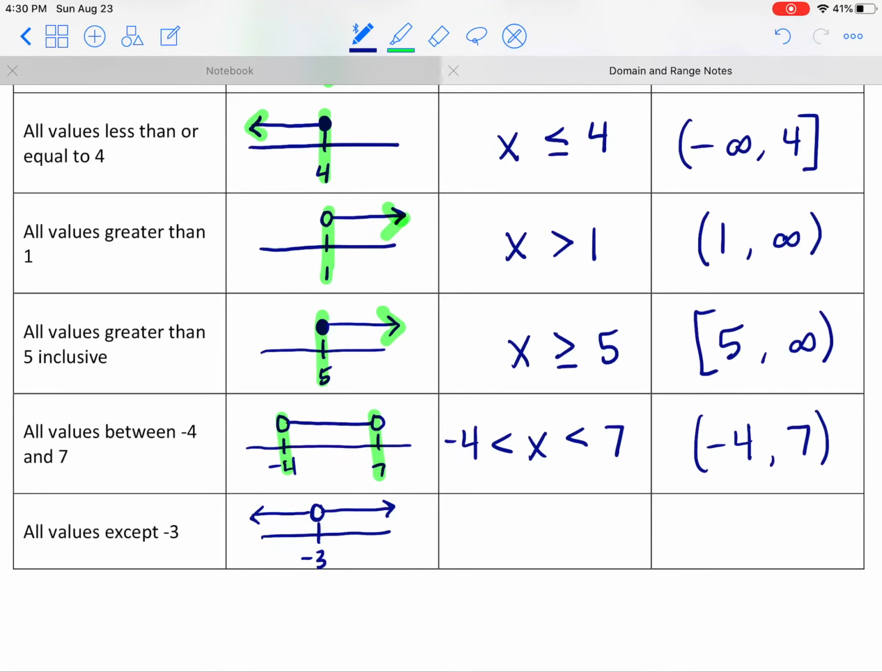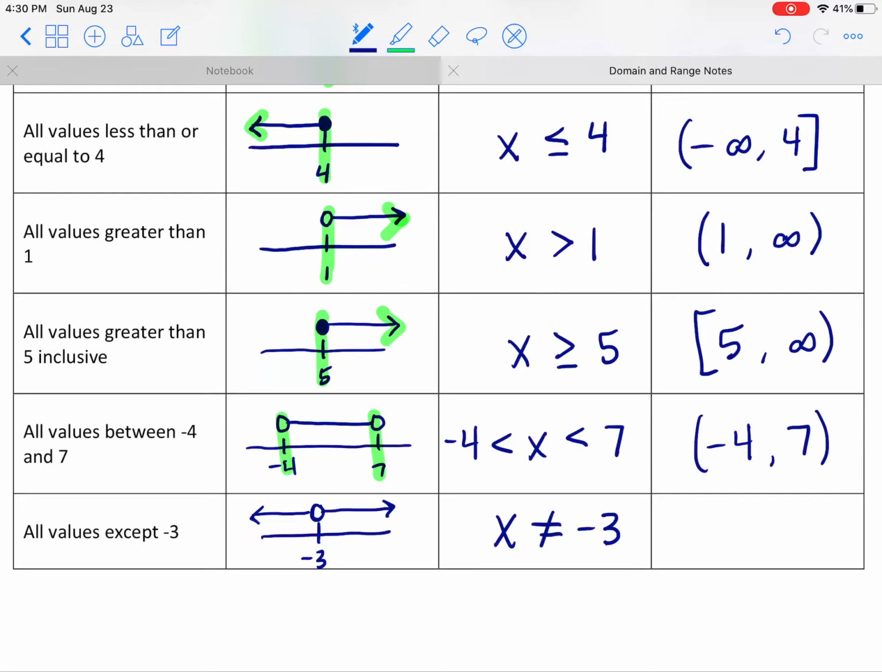Now, we can't say that with an inequality. I mean, technically we can, but we can say this a little more succinctly than using inequalities or compound inequalities. All x's except negative 3 can be said like this: x cannot equal negative 3, okay? So that's a little easier than having to do a compound inequality.